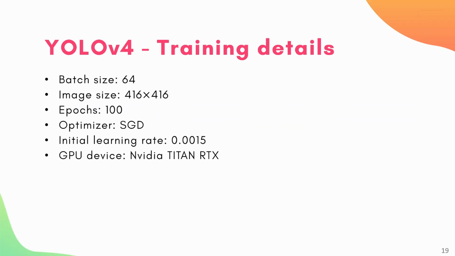And here are the training details. The batch size was 64. The image size was 416 by 416. The epochs was 100. SGD was used as the optimizer, and the initial learning rate was 0.0015. And the GPU used to train the model was an NVIDIA Titan RTX.